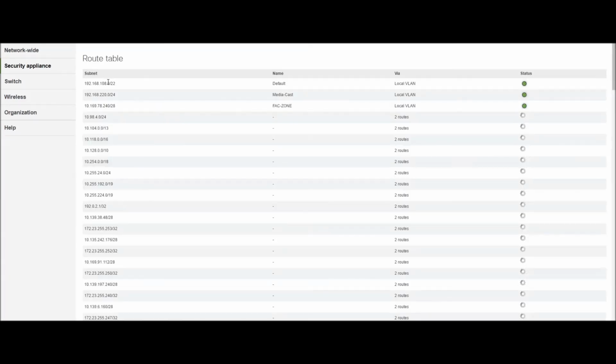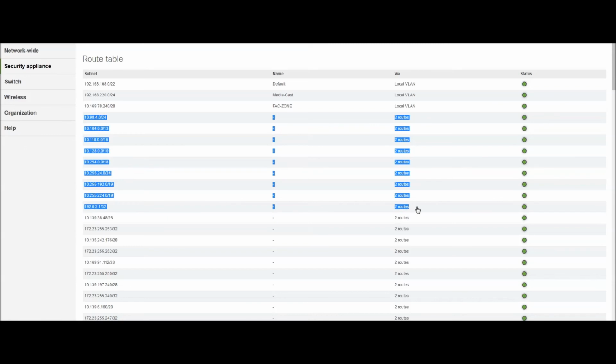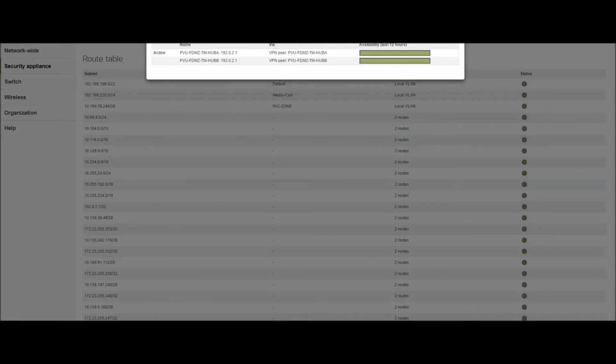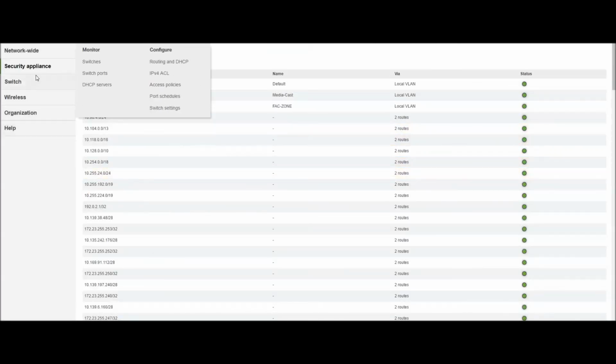As I said earlier, here is the route table from the field site. You can see the site-to-site VPN subnets that are being advertised from the head end itself. So these routes are actually being injected into the field site security appliance routing table.